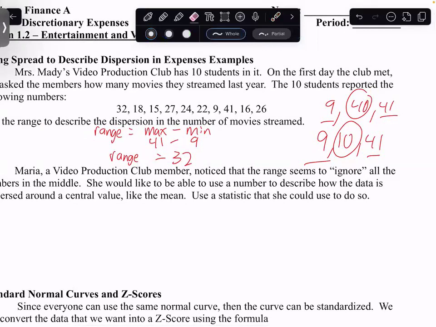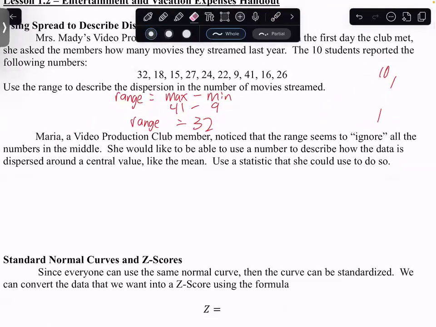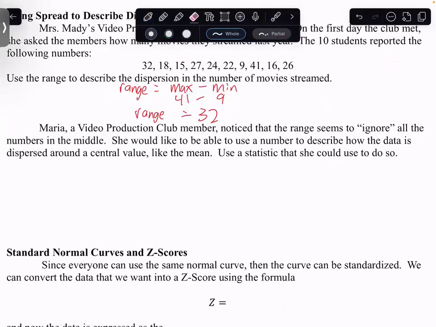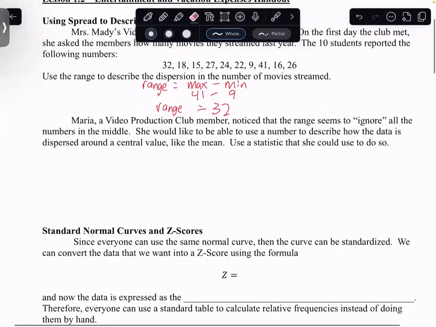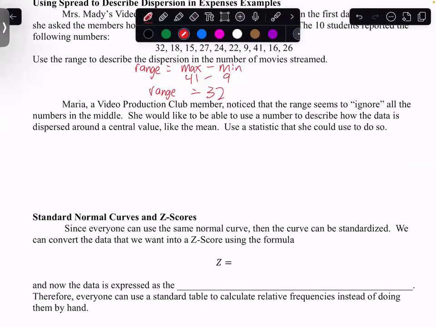Okay, so she wants a measure that does include the middle of the data. So she's still looking for dispersion. Disperse means to spread out. So a measure of spread that does include the middle is the standard deviation. Let's review that one since it involves a lot of calculations.